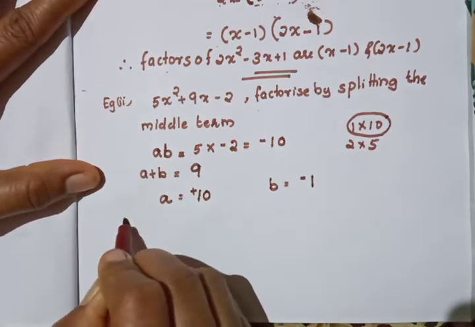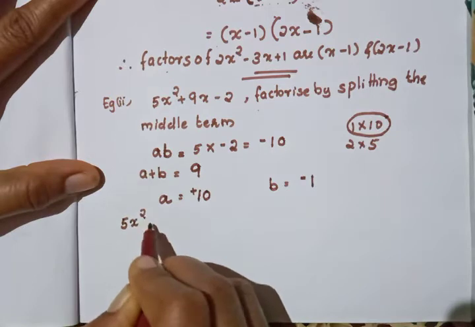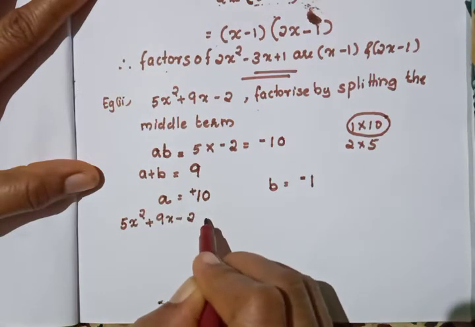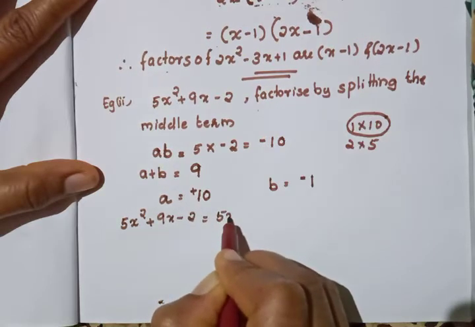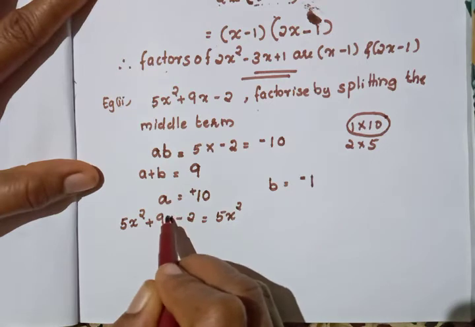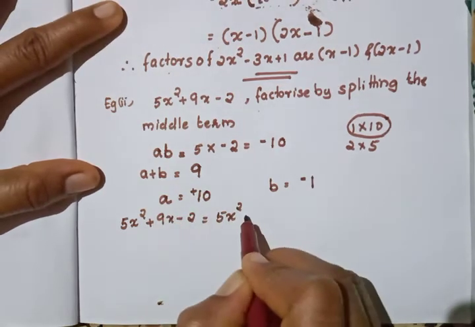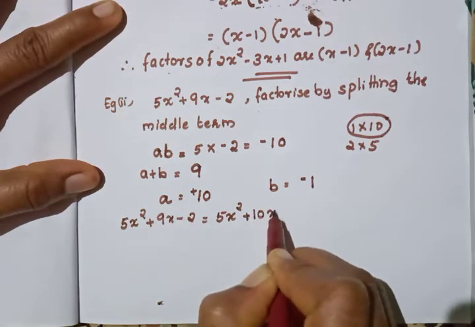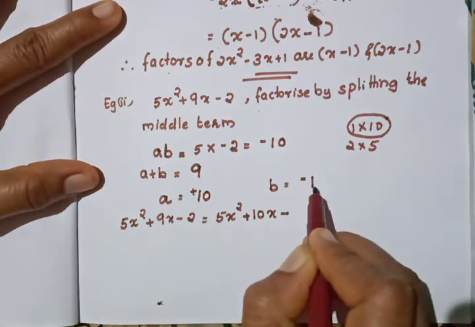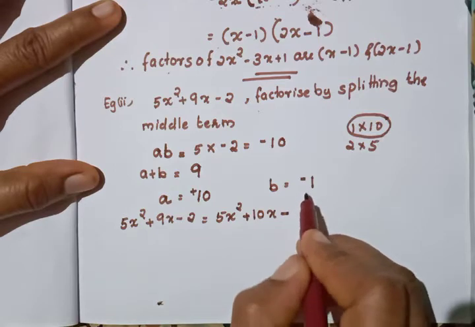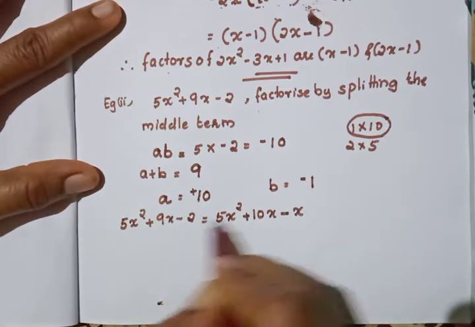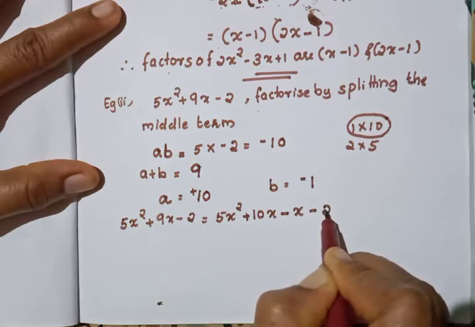Now how do we split it? Write the polynomial 5x square plus 9x minus 2. Okay, now 5x square, splitting the middle term. 9x should be split. How do we split? Plus 10x, because the sign of 10 is plus. So plus 10x minus 1x. So how do we write 1x? It becomes x. So middle term split. Now one more constant term we have, negative 2.